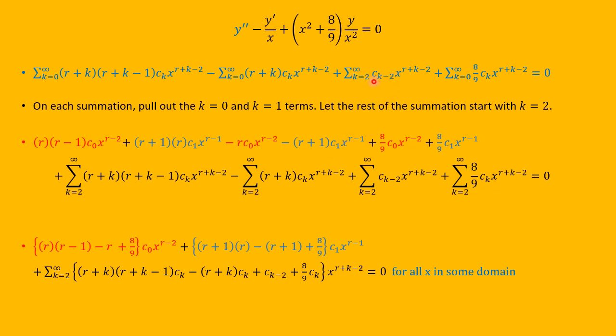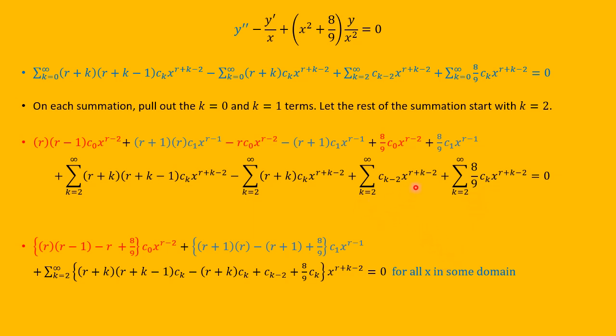Move on to this one. It already starts with a 2, so we don't have to do anything with this infinite series. So we'll move on to this one. The k equals 0 term is just going to be 8/9 c sub 0 x to the r minus 2 power. r plus 0 minus 2 is r minus 2. The k equals 1 term here is 8/9 c sub 1 x to the r minus 1. Okay, plus all the rest of the terms from these 4 series, all starting at k equals 2.